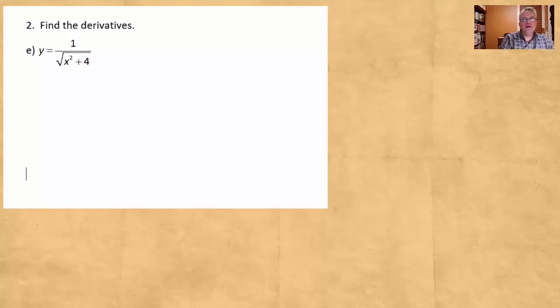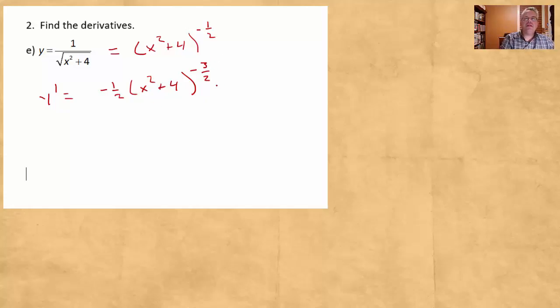Again, let's rewrite it. The square root's in the denominator, so that's the same as the negative 1/2 power. So we have x squared plus 4 to the negative 1/2. Okay, time for the power rule. So y prime would equal negative 1/2 times x squared plus 4. If I subtract 1, we would get negative 3/2, because negative 1/2 minus 1 is negative 3/2, times the derivative of the inside, which would be 2x.